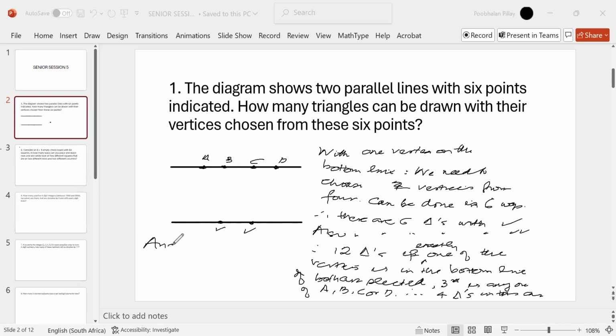Answer is 12 plus 4, which is 16. So the answer to this question is there are 16 possible triangles if the vertices are going to be one of these 6 indicated points. Okay, let's get on to the second problem.